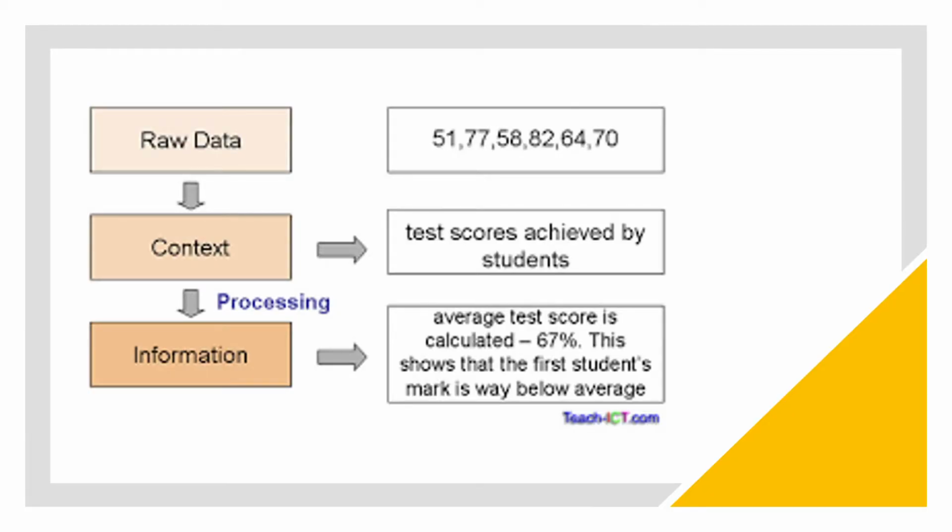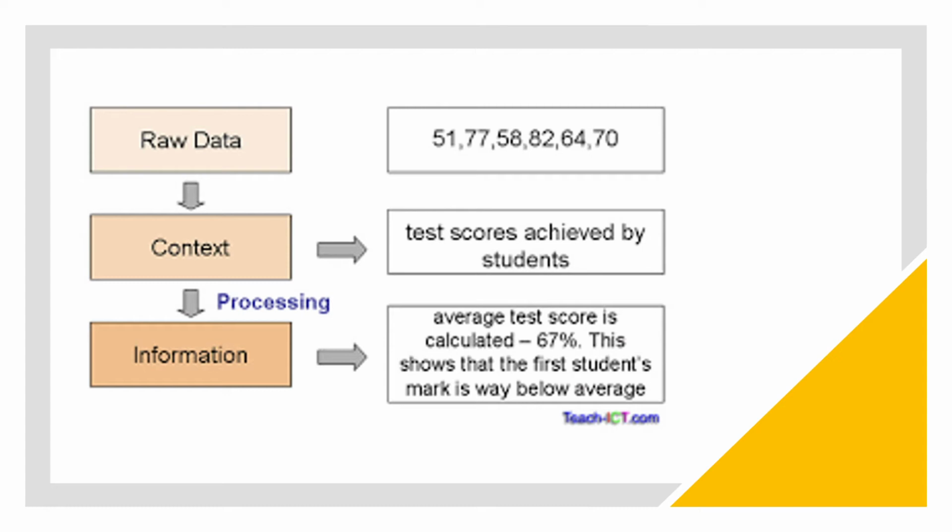Then first of all, there is raw data like 51, 77, anything. This is an example of data. Then we have context, like test scores achieved by students. Context means that this raw data is actually the test scores of our students. Then we process the information from this context and we get that the average test score is calculated as 67%. So this shows that the first student's mark is way below average.